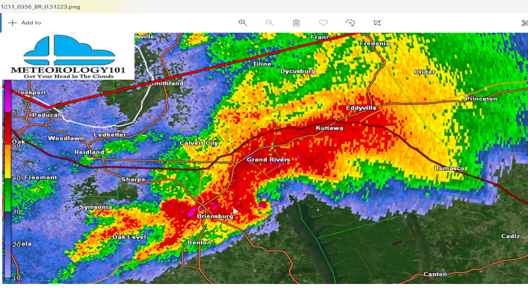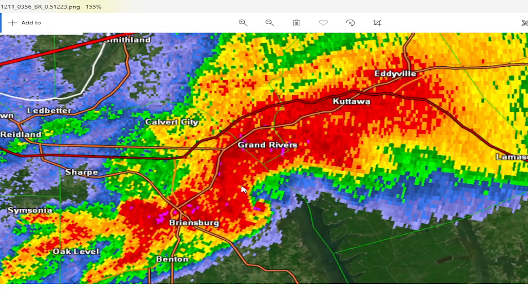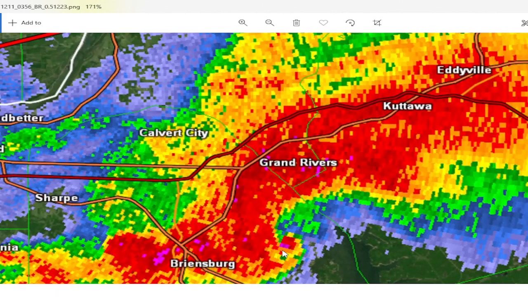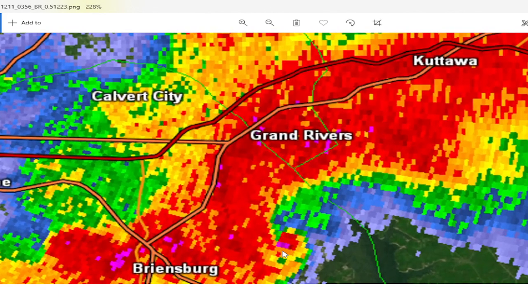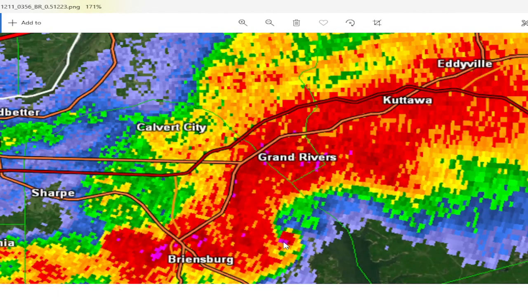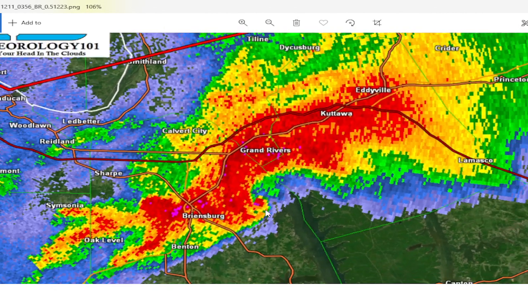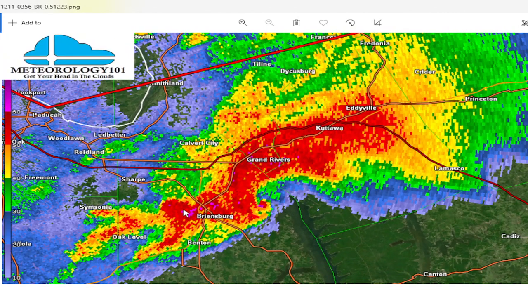And that's without the radar smoothing. That just shows you the pixelized areas where your strongest reflectivities are, right there in that debris ball. 60 dBZ or higher right there. 60 to 65, I mean, that's significant. That's just insane. Another thing that happened too was if you look behind this, there's your hook echo.